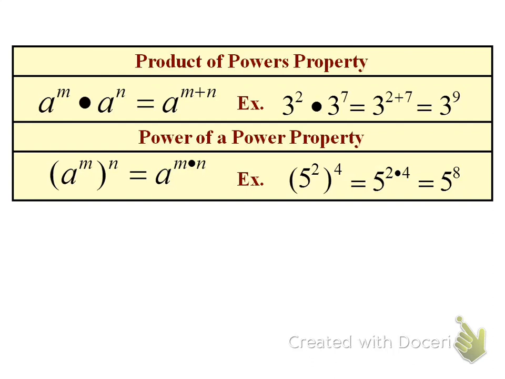A lot of people get these two confused. Remember, if they each have their own base, like up here, that's when you add the exponents. If it's one base, exponent, exponent, that's when you multiply. Questions?